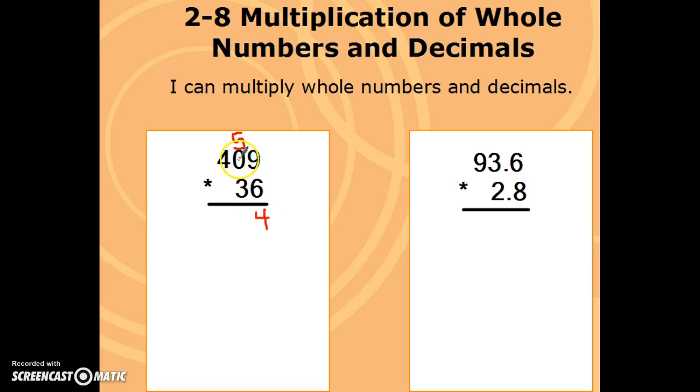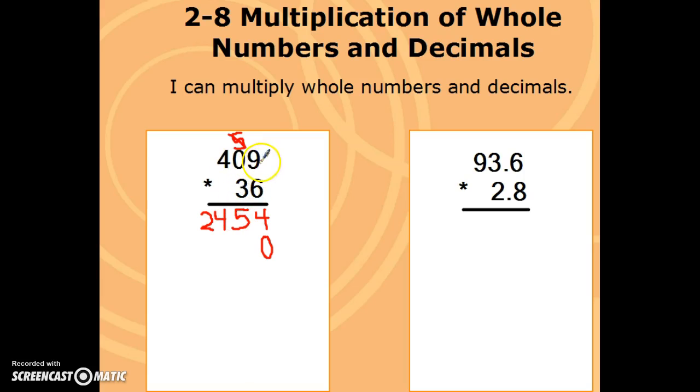6 times 0 is 0, plus 5 is 5. 6 times 4 is 24. I'll put my 4. I would carry my 2, but there's nothing to bring it down with, so we'll just put it here. Now, since I'm going from the tens place, I need to put my placeholder 0 in, because I'm really doing 30 times 9, not 3 times 9. And I've used this 5, so I'm going to cross that off so I don't get confused.